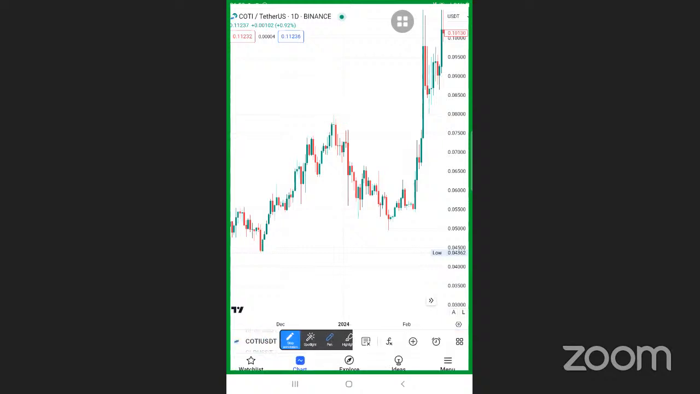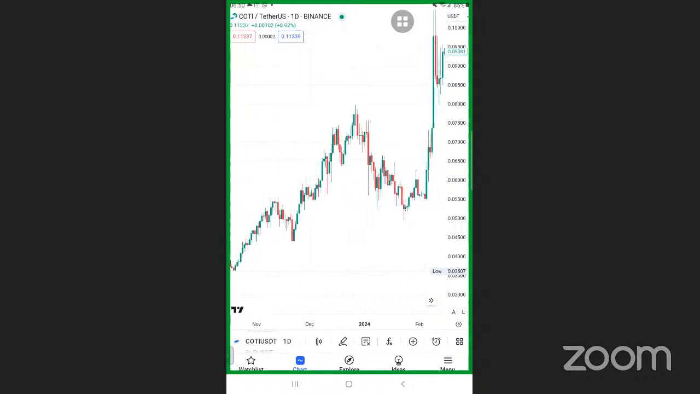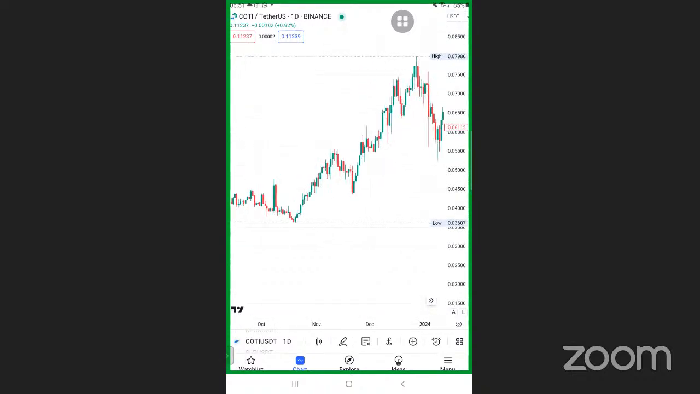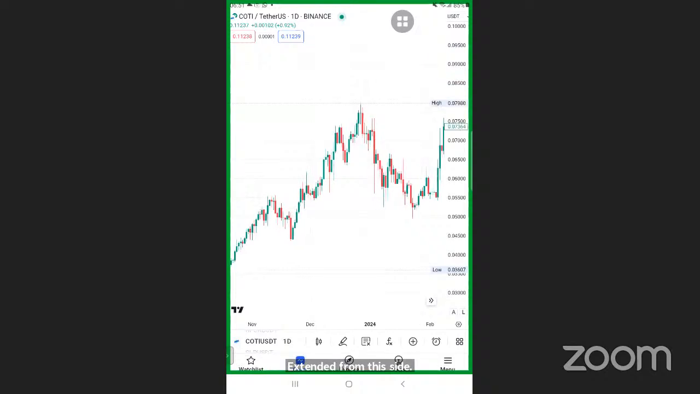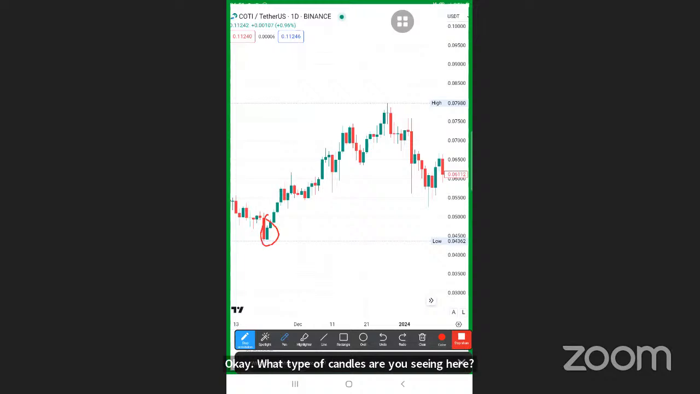What types of candles are you seeing here? Let me try to enlarge the screen. Yes, the market has been trending upward. It started from this side, but I want us to look from here. If I enlarge my screen to this size, what type of candles are you seeing here? If you were able to follow what I was teaching, give me an answer in the chat.